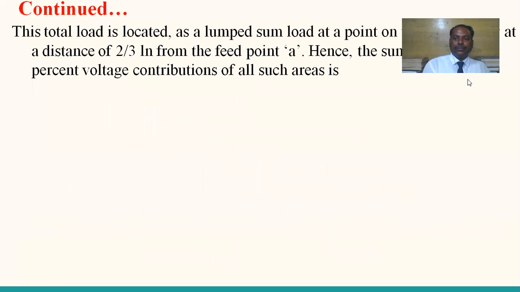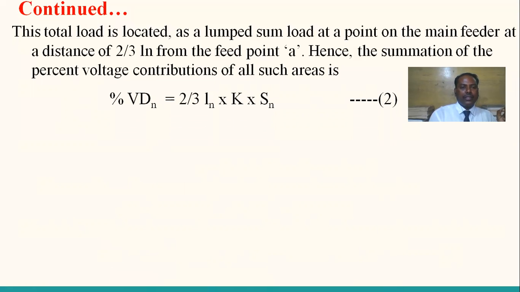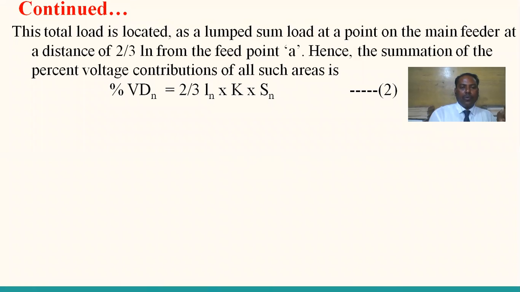So this total load is located as a lumped sum load at a point on the main feeder at a distance of 2/3 ln from the feed point A. Hence, the summation of the percentage contributions of all such areas is the percentage voltage drop of 1 feeder out of n feeders, which is equal to 2/3 of ln plus k into Sn. This is equation number 2.